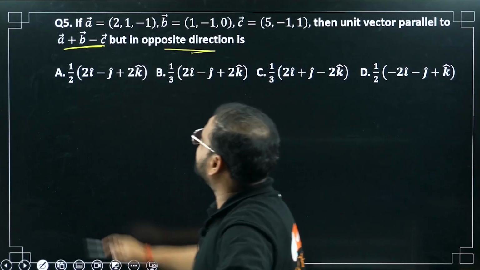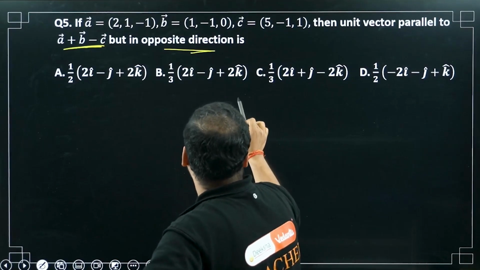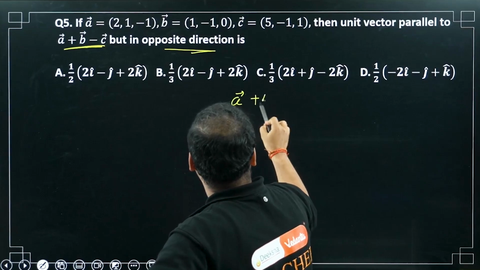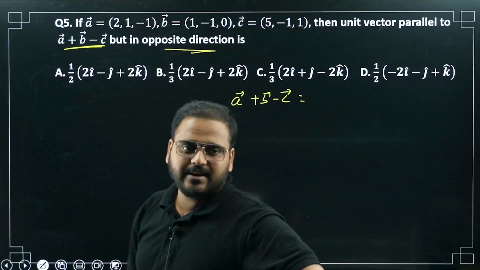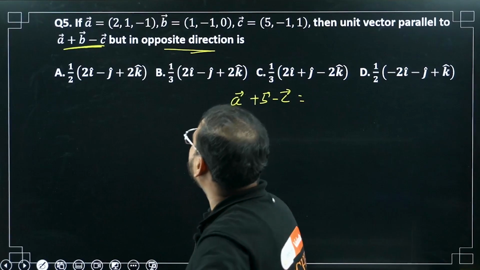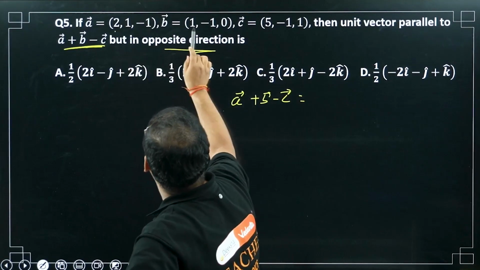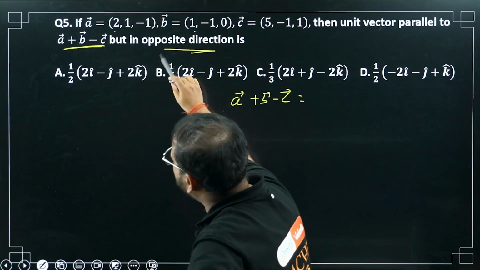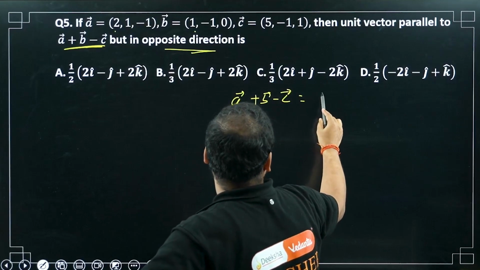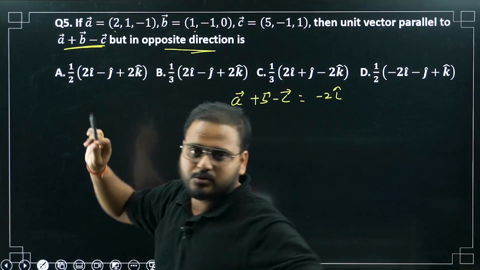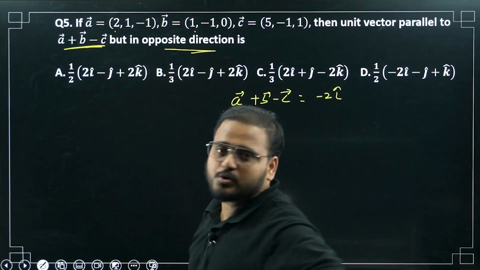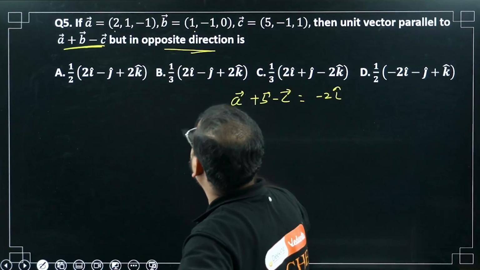So first find this condition, A plus B minus C. Please find it here. We'll see the other parts later. Right now, just find A plus B minus C. So A plus B minus C means 2 plus 1 minus 5. 2 plus 1 is 3, minus 5 is minus 2. So minus 2i cap.